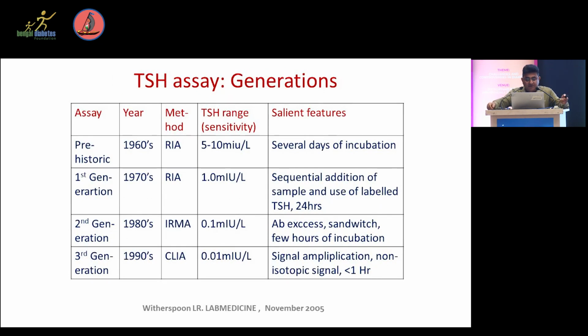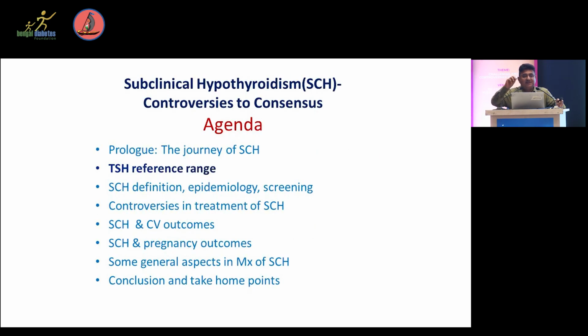I'll come to that. So the TSH assays have been changing. You can see here, initially the lowest limit for detection was 5, and now we have 0.01 with CLIA, chemiluminescence assays, very sensitive and with high precision. And because of this lowest detection limit, we can now exactly identify what the TSH level is, and that leads to a diagnosis of subclinical hypothyroidism.